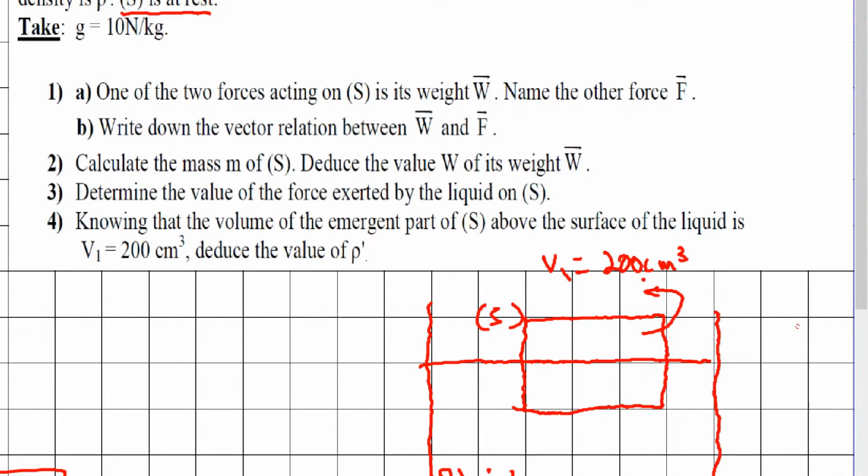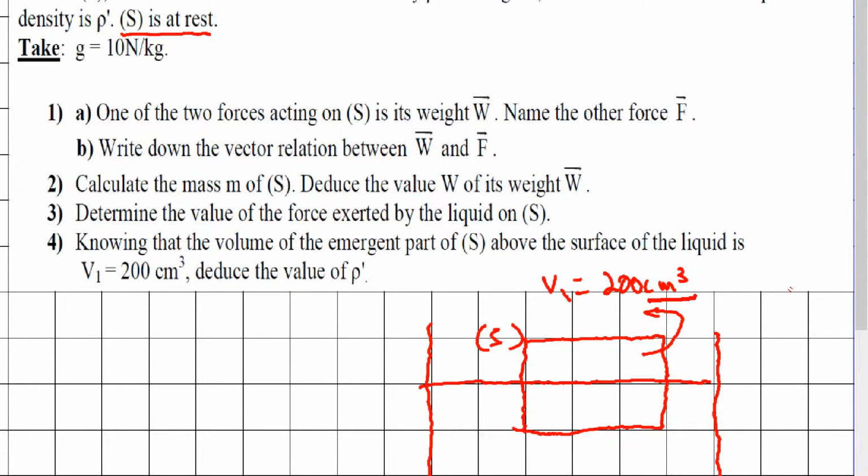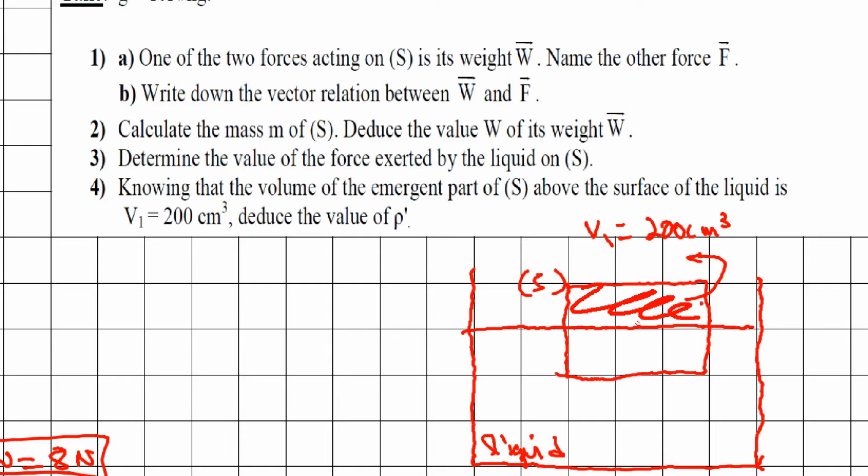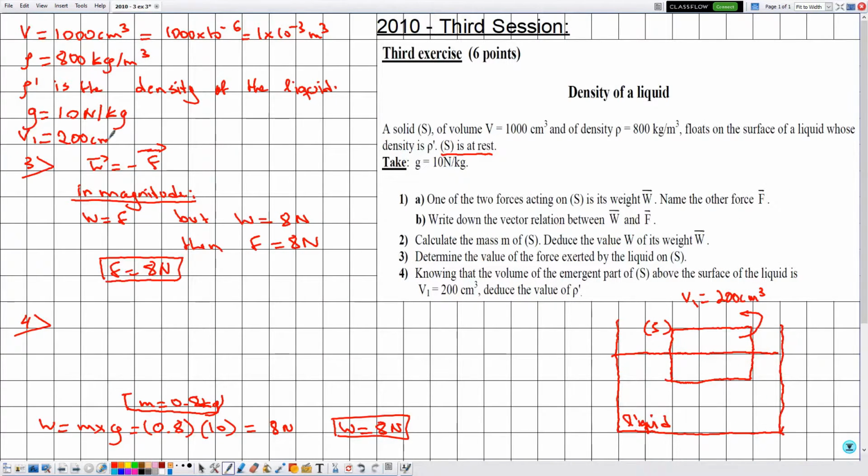Knowing that centimeter cube is not a unit of volume, in order to convert from centimeter cube to meter cube, we multiply by 10 to the power minus 6. Then let me write here that the volume V1, which represents the volume of the emergent part, is given by 200 centimeters cube. In order to convert from centimeter cube to meter cube, we multiply by 10 to the power minus 6. Then the volume of the emergent part is given by 0.2 times 10 to the power minus 3 meter cube.